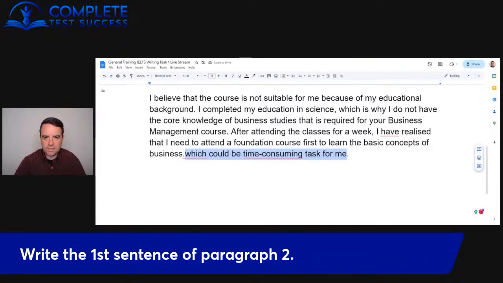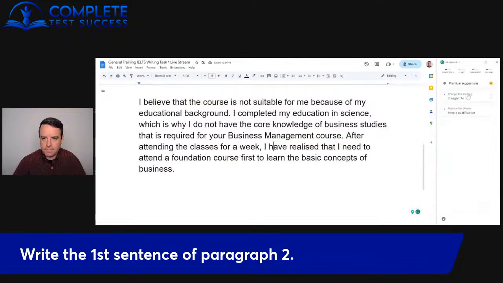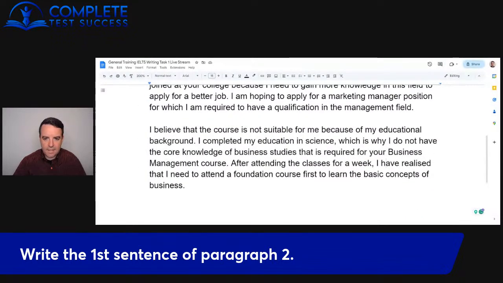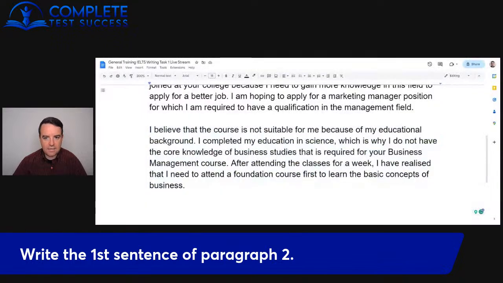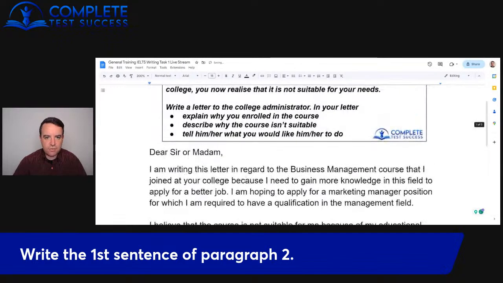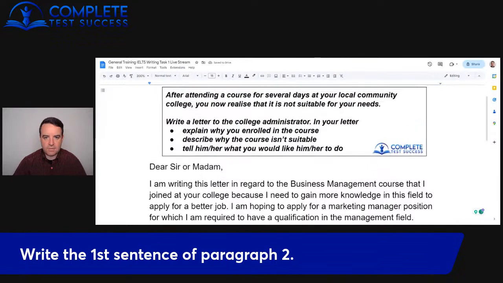I don't think that's actually relevant, because at the moment, whether it's time-consuming or not really isn't going to be why the course isn't suitable. The fact that you're not able to finish the business management course because you don't have the knowledge, and this is what you think you will need to do first before you attend. So that's absolutely fine. And that is, in fact, a full paragraph by the looks of it. 68 words, if anything, a little bit long, but that's about 60 words, so that's just right. Very well developed, and a direct response to why the course isn't suitable. So that's perfect.